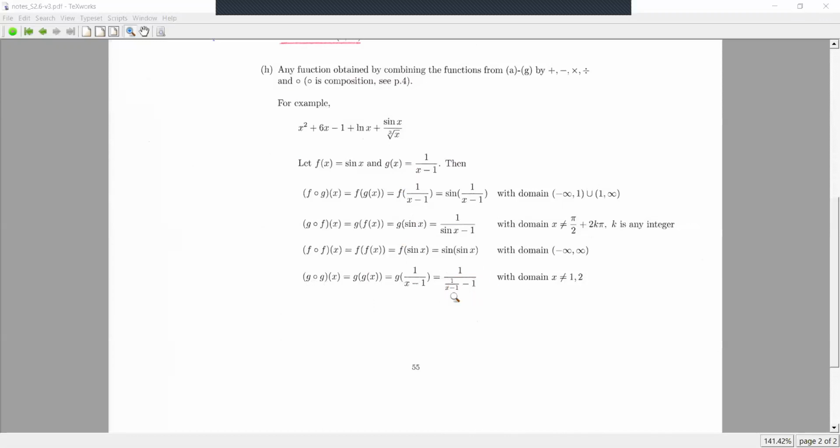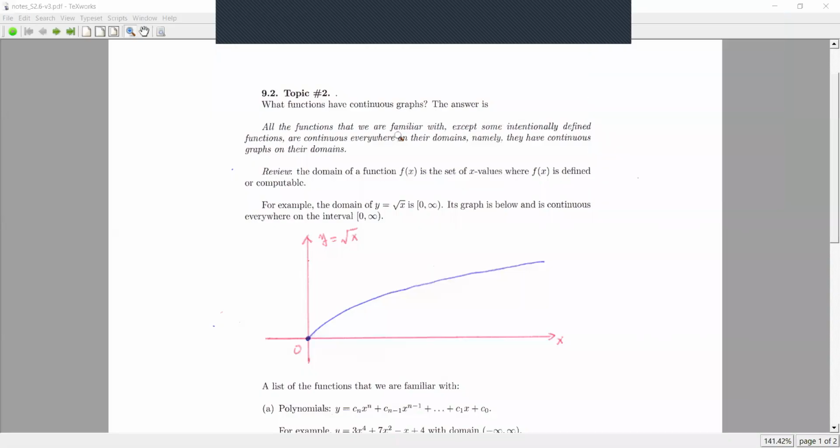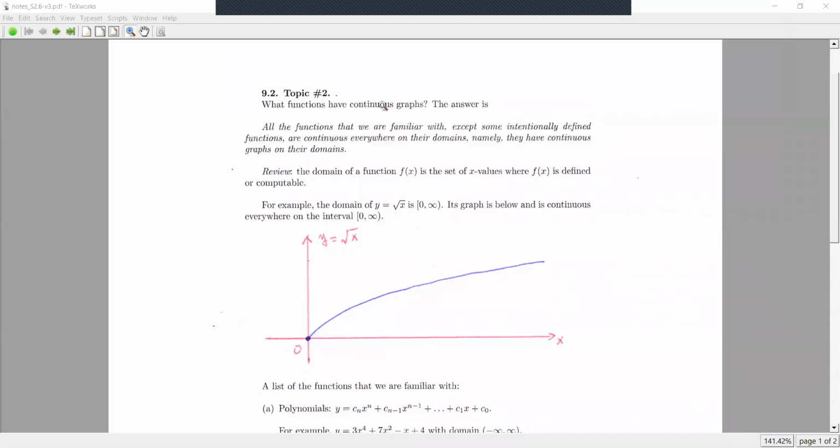Then what is the domain of this function? The domain is all the numbers except 1 or 2. When x is 1, plug in 1 in x, then 1 over 0, not computable here. Plug in 2 in x, 1 over 2 minus 1 is 1. But then 1 minus 1, again, the denominator is 0, not computable. So the domain is all the numbers except 1 or 2. This is the answer to this question.